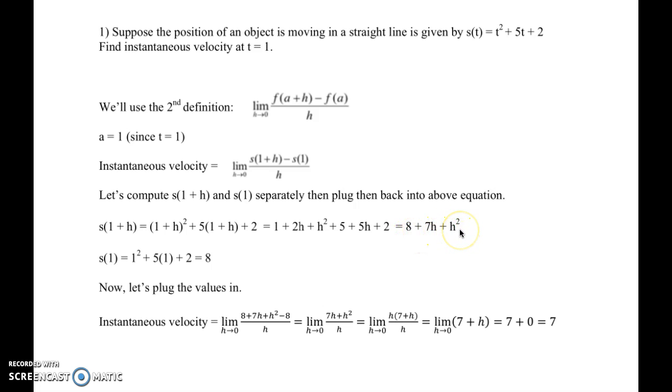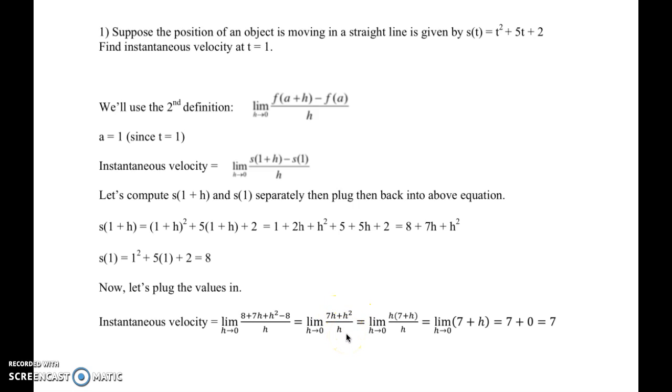All right, and this is going to be our f of A plus h value we're going to plug into our equation. When we plug in f of A, or s of 1, we just square 1, add 5 times 1 plus 2, and we just get 8. All right, so we're going to plug those values into our formula. So we have our polynomial for A plus h, and we subtract 8 from that. Now notice here that our 8s are going to cancel. And what we have is the limit as h approaches 0 of 7h plus h squared divided by h.